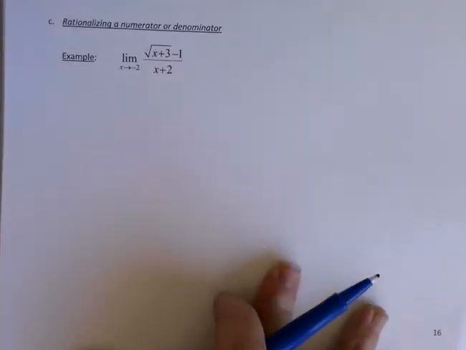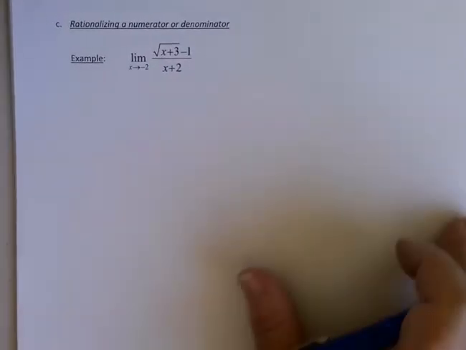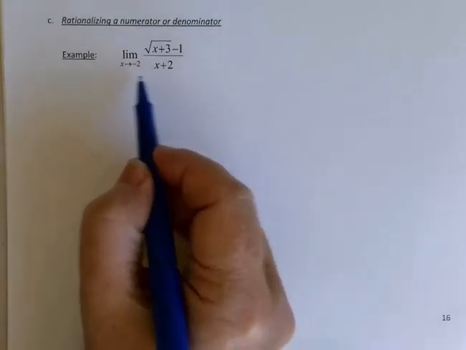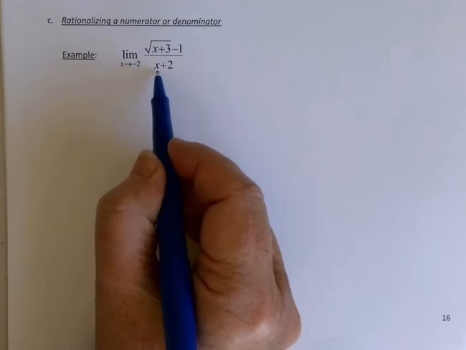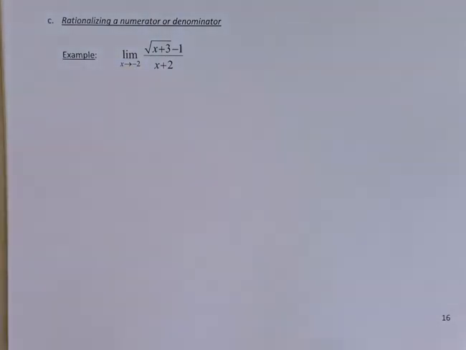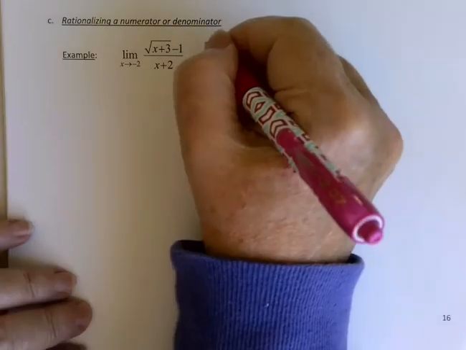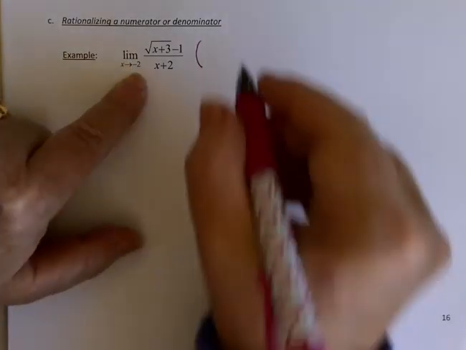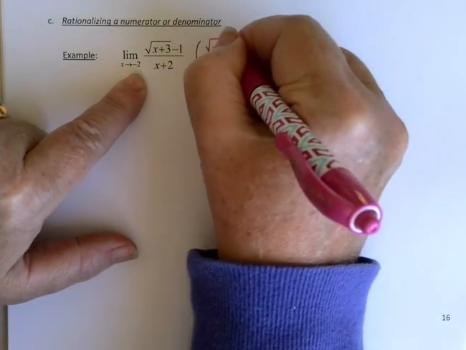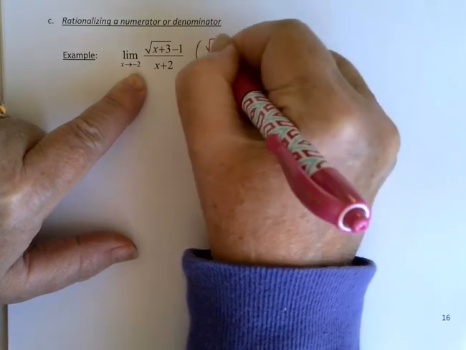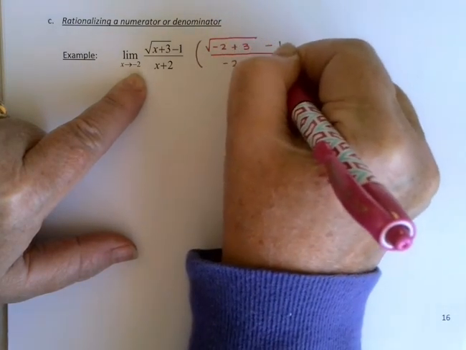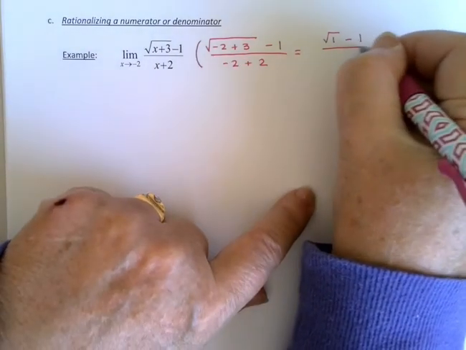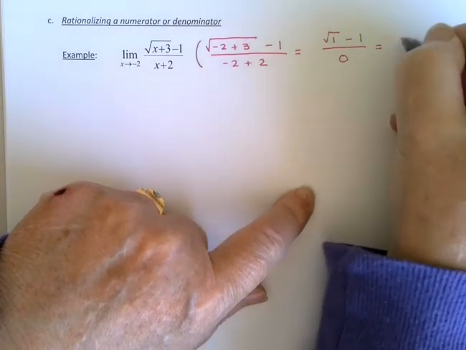All right, here's another example of a problem that we're going to have to use some algebra on. I want the limit as x approaches -2 for this function. We can already see -2 is going to be a problem, because we'll put 0 in the denominator. But we should go ahead and substitute to find out whether it's 0 over 0 or a non-zero over 0. So let's do that. Plugging in -2 for the x. That's going to give me the square root of 1 minus 1 over 0, which of course is 0 over 0.